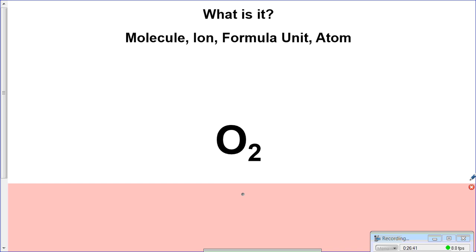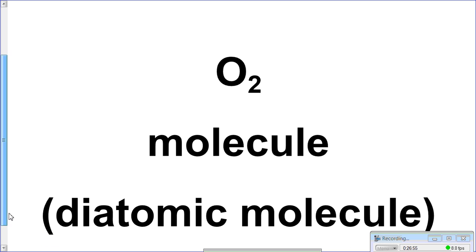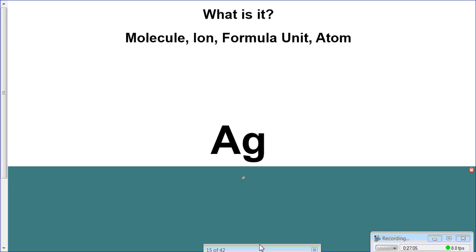O2. I have two atoms, so I'm not just an atom. My two atoms are identical, and we've talked about this a lot. So, my two atoms are identical, so I have a molecule. It's a special kind of molecule. It's a diatomic molecule, okay? Non-metal atoms bonded together, it happens to be the same two atoms there, so it's a diatomic molecule.